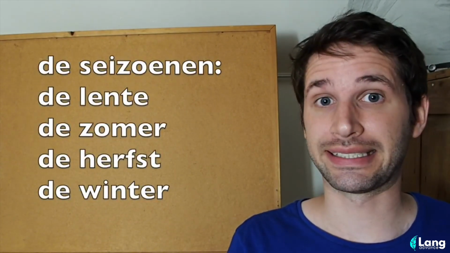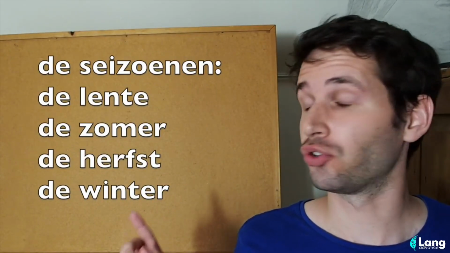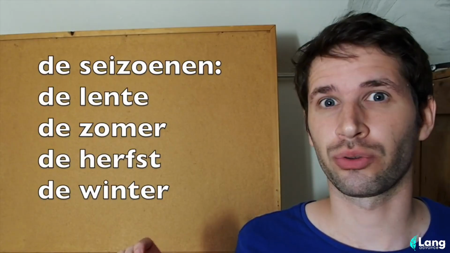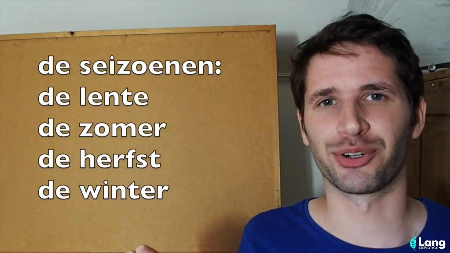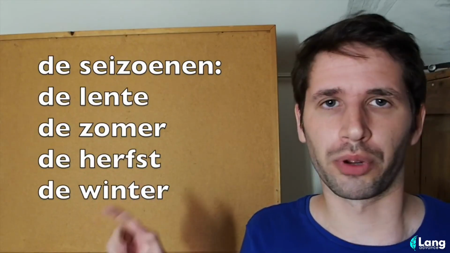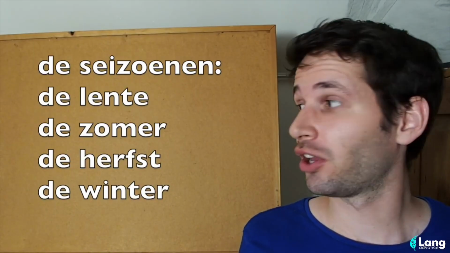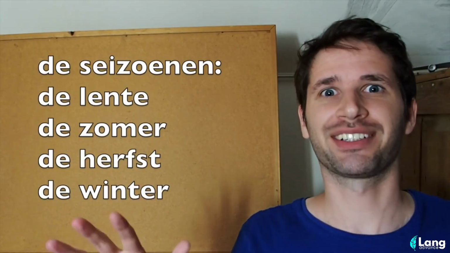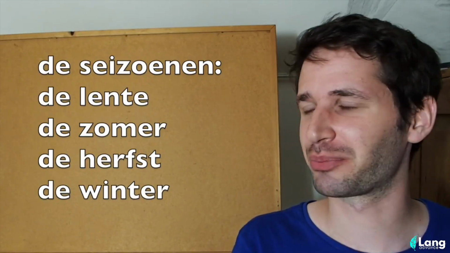De seizoenen zijn de lente, that's spring, de zomer, that's summer. You recognize a little bit zon in it. And it's somehow similar to summer. Zomer, summer. De herfst, that's autumn. And then the winter, that's surprisingly winter. Winter, with the British pronunciation.